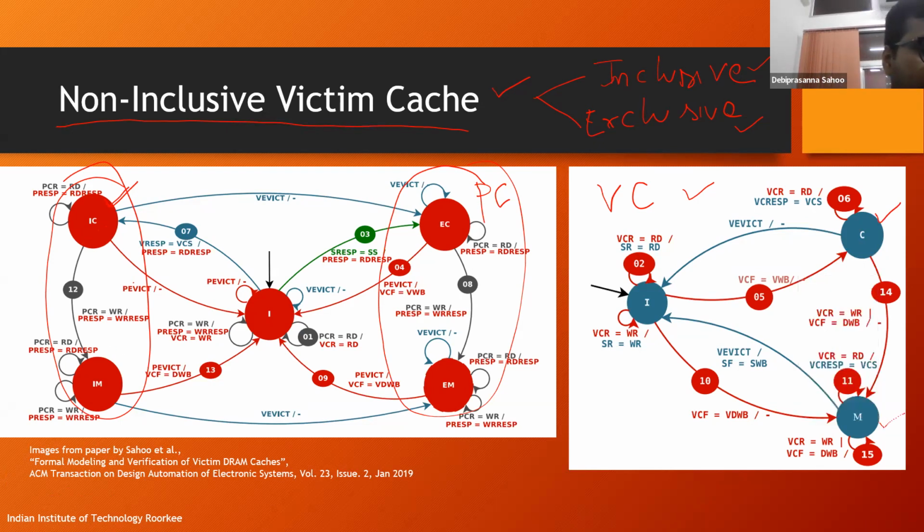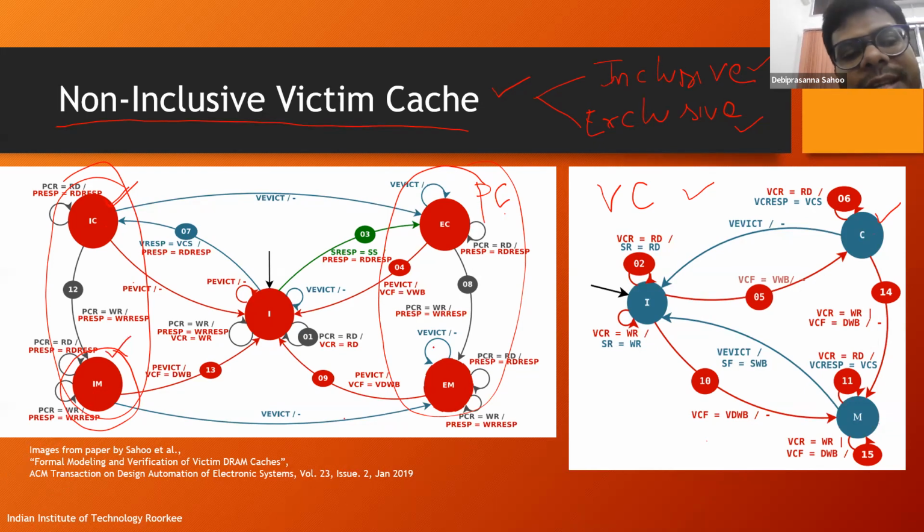Similarly, it can be inclusive and modified. That means that inclusive means it is present in the victim cache. That means that if I am present in IM state in the predecessor cache, I will be present in clean or modified state in the victim cache. But I have modified the line here.